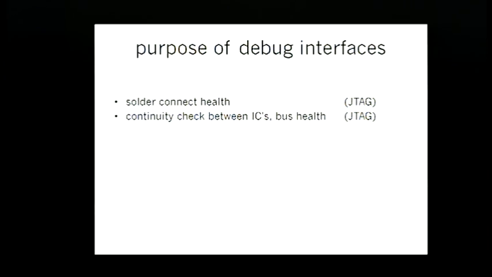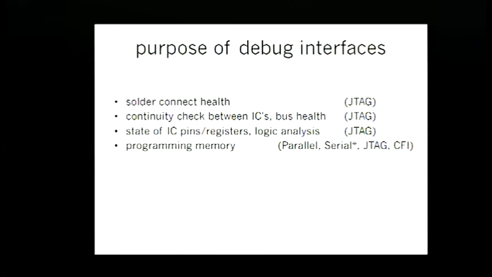You'll check the connection between different ICs to be sure that the trace on the PCB is healthy. You'll check the actual state of the pins on the chip with JTAG, or you might use it to program memory.